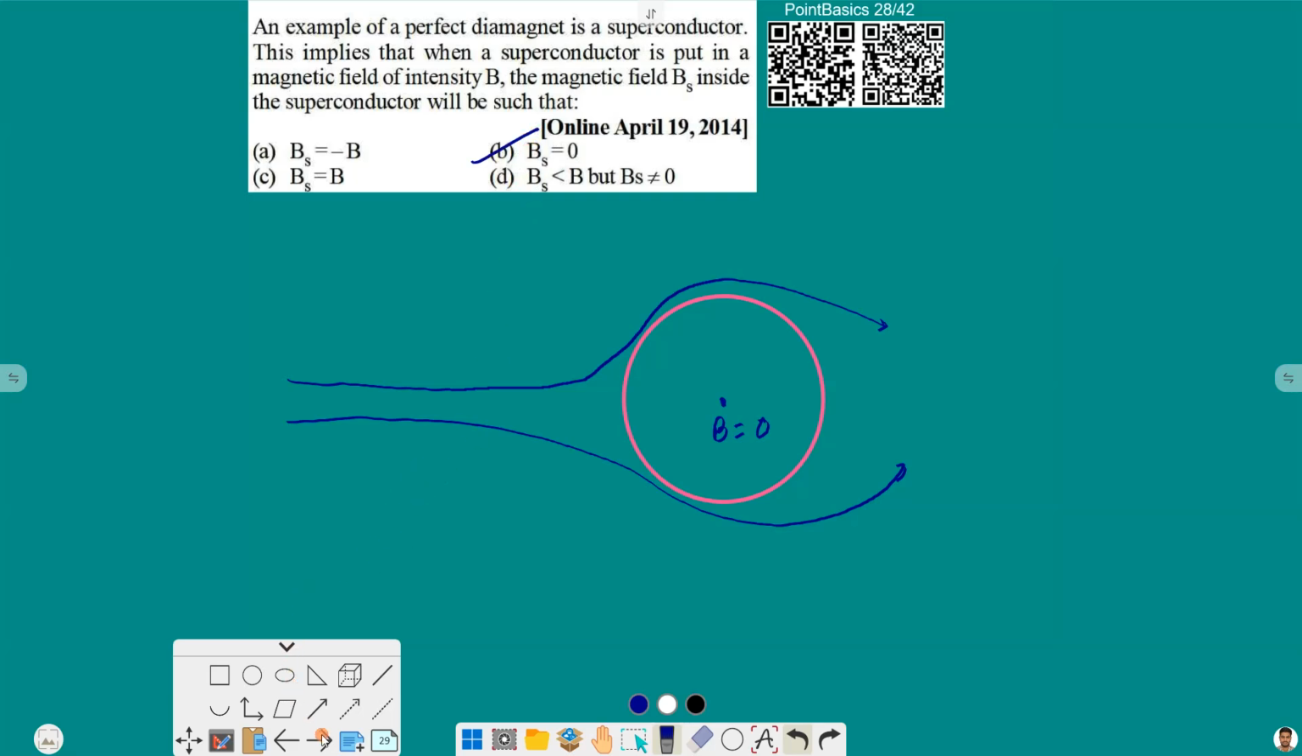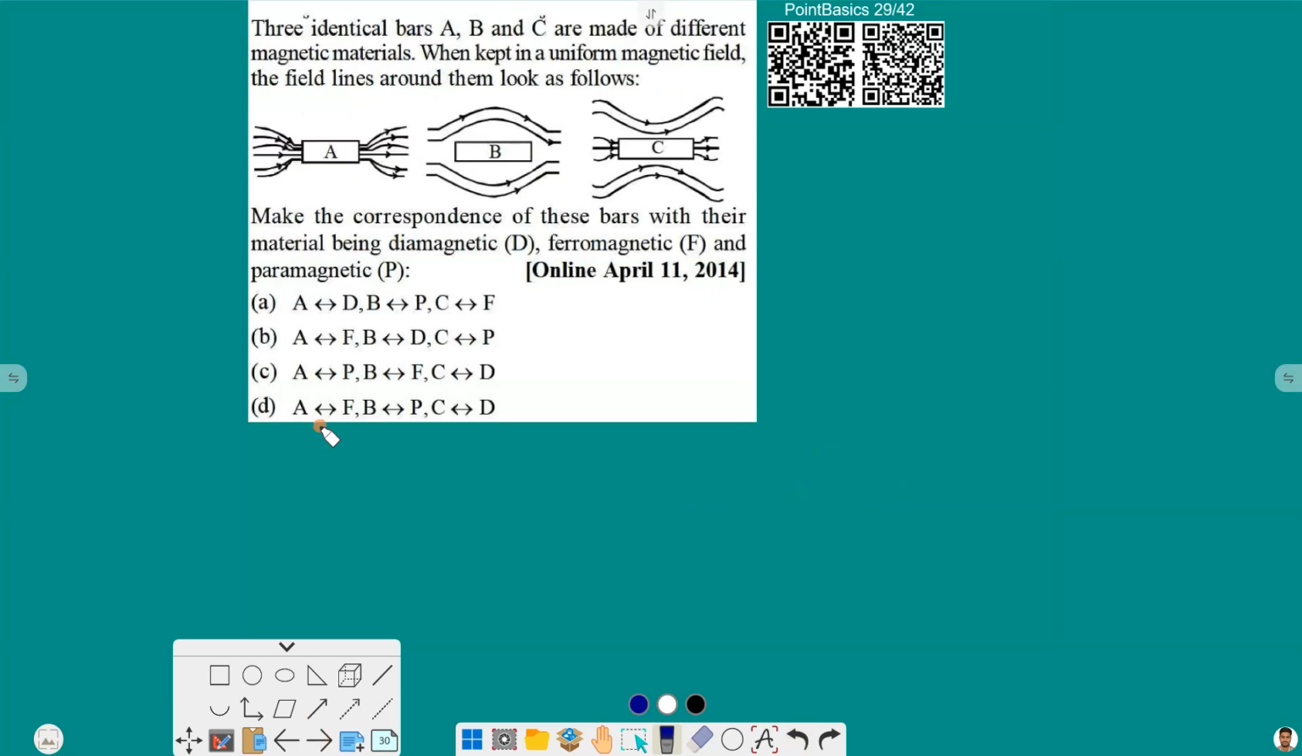Let's move to the next one. Three identical bars A, B, C are made of different magnetic materials and kept in a uniform magnetic field. Field lines around them look something like this. So we have to find out which is diamagnetic, ferromagnetic and paramagnetic. We know that diamagnetic materials repel the magnetic field, and from here we can see that B is repelling the magnetic field lines, so B will be diamagnetic.